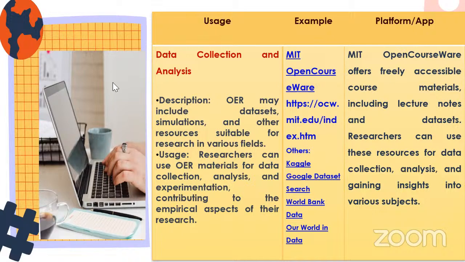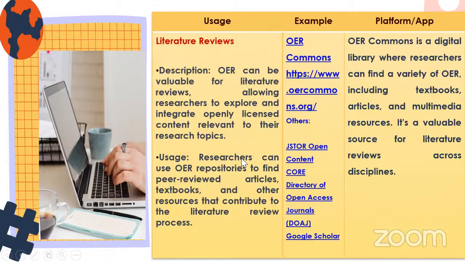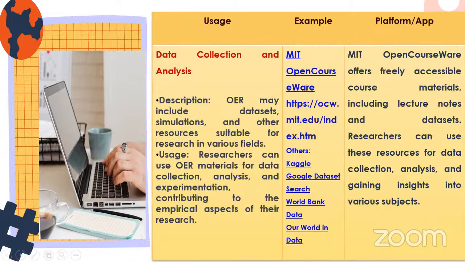I again want to go back. For literature review, you have some others like open content and Google Scholar, which is being used nowadays. Even students are using Google Scholar. Now for data collection, you also have Kaggle, Google Research, World Bank data, which we are using for our research, and Our World in Data. These are some of the data sources.